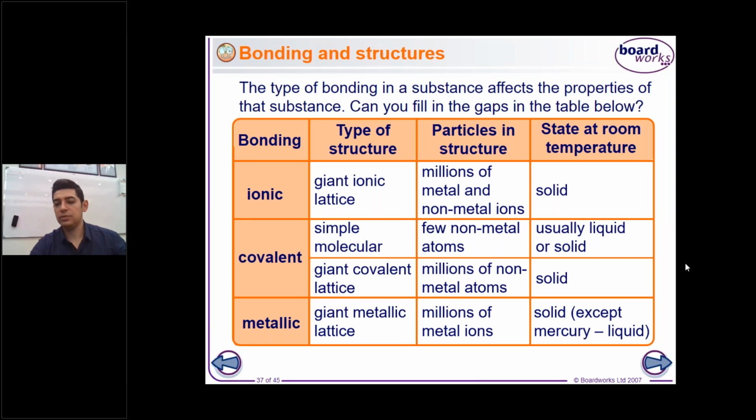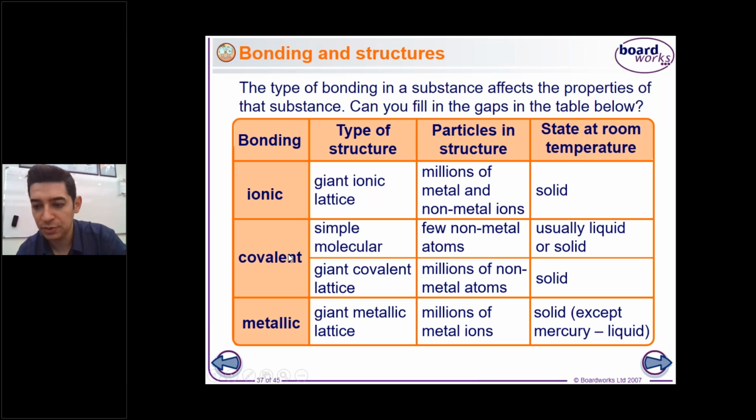Hello guys, again today we'll talk about comparing the bonds, as you see from your PowerPoints. This PowerPoint is about comparing the ionic, covalent and metallic bond. Type of structure: ionic compounds have a giant ionic lattice, with millions of metal and non-metal particles in the structure, and their state at room temperature is always solid.